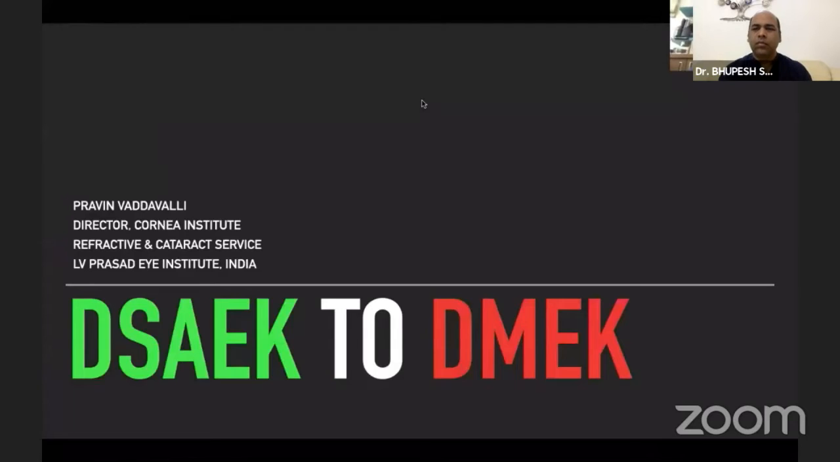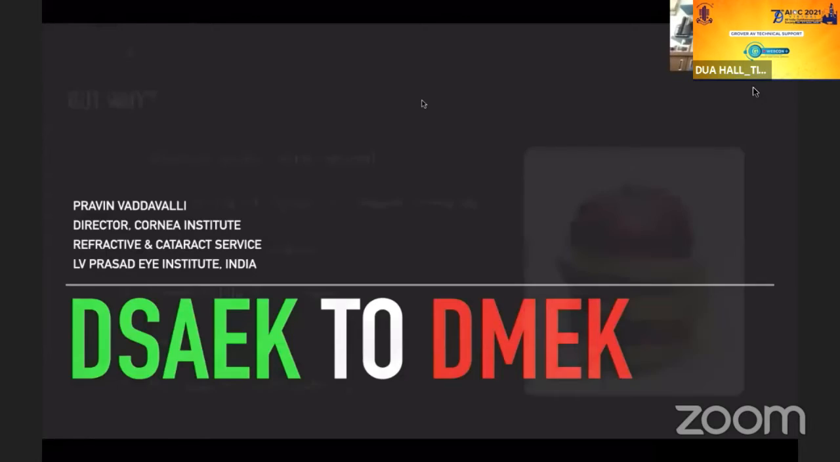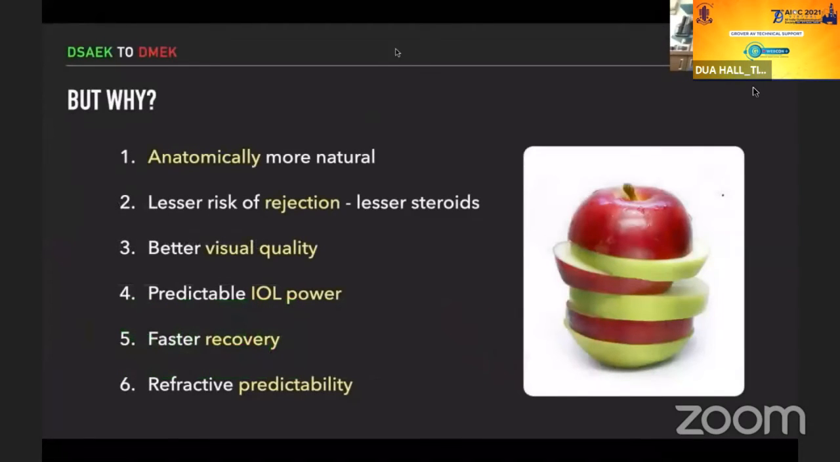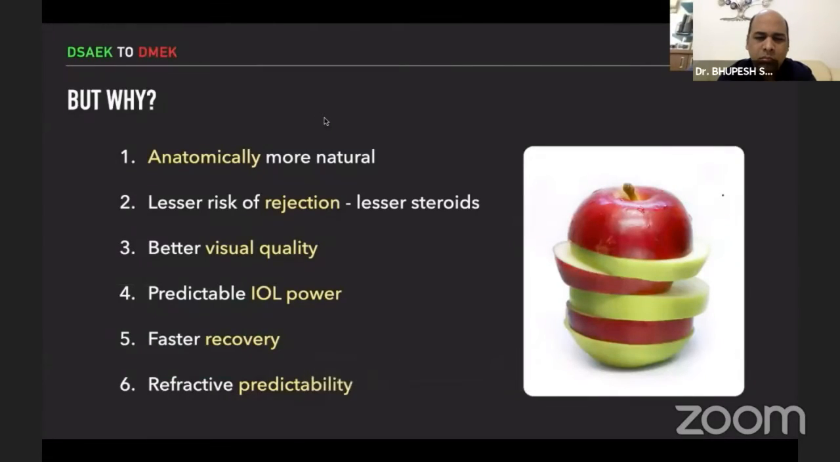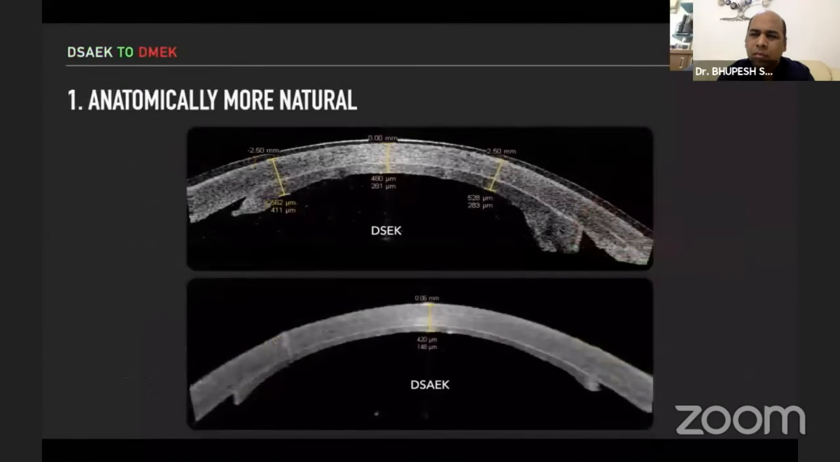Hello and good morning. I'm going to speak to you today about DMEK. But instead of speaking plainly about DMEK, I'm going to try and share with you why DMEK is a better procedure as compared to DSEK. There are several reasons why DMEK probably is a better procedure than DSEK. It is anatomically more natural. You have a lesser risk of rejection because of lesser steroids. And you also have better visual quality in these patients, more predictable IOL power, faster visual recovery, and better refractive predictability as well. So let's look at each of these individually.